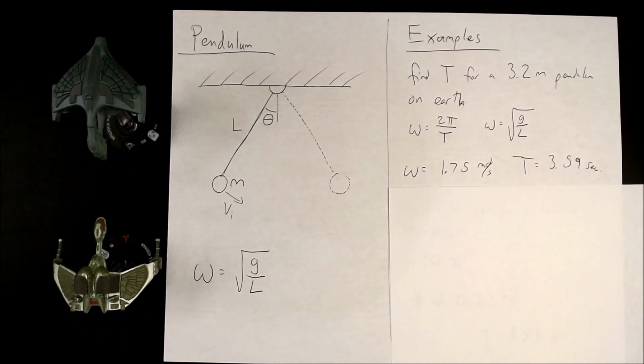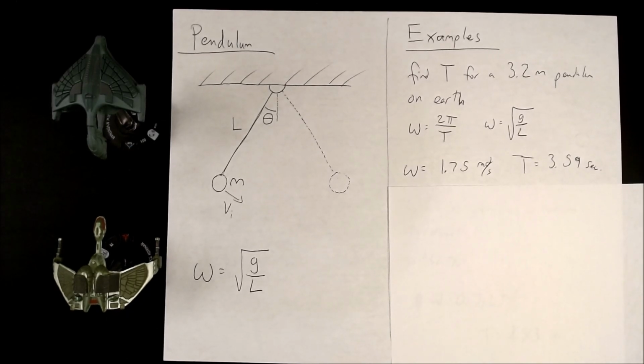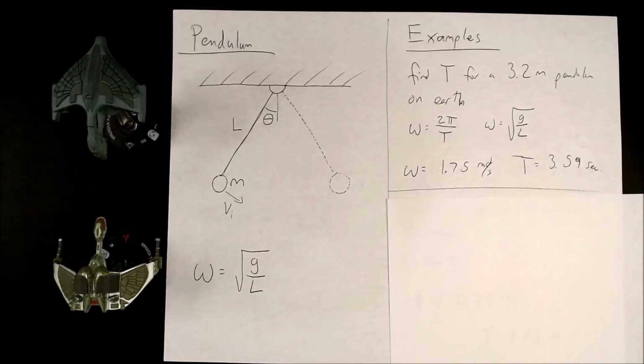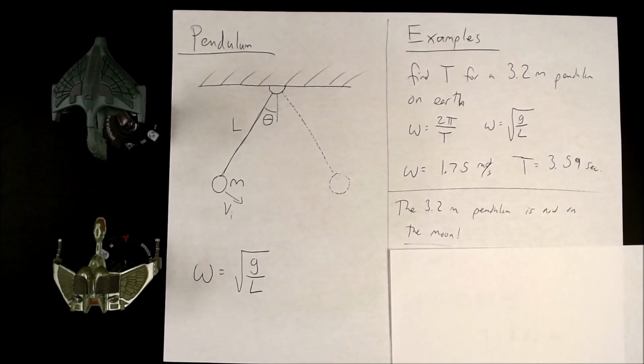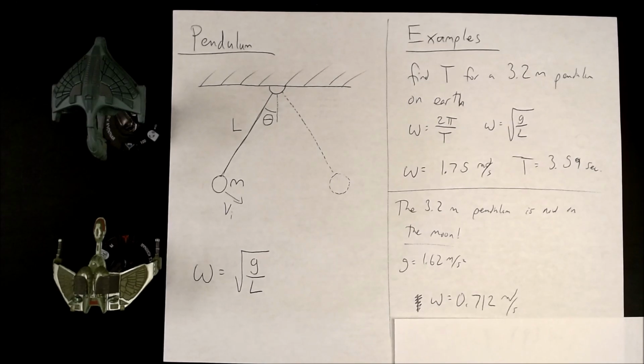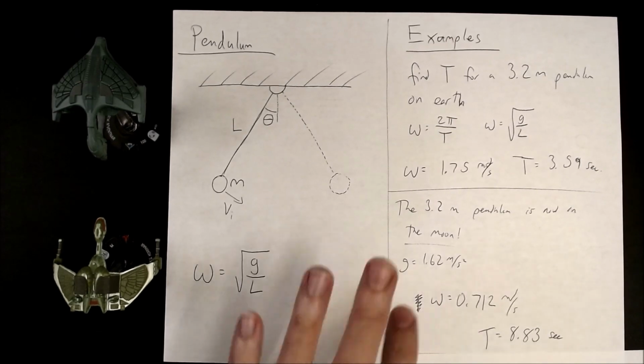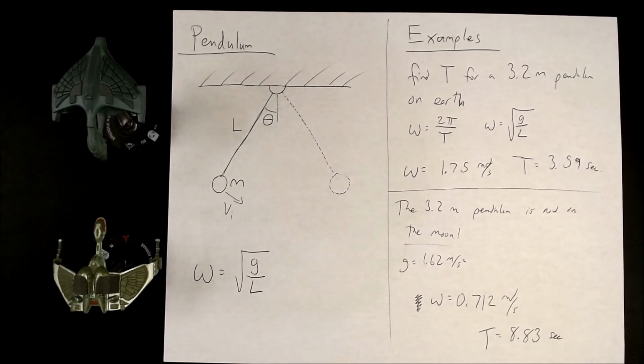Get some practice with that, just in case. Now, slightly more interesting, what if we took this pendulum, this 3.2 meter pendulum, what if we took it to the moon? Well, the 3.2 meter pendulum is now on the moon, if you can read my handwriting. The gravitational acceleration on the moon is 1.62 meters per second squared, and that gets us an omega of 0.712 radians per second and a period of 8.83 seconds. Good idea to just make sure that you can do these simple example problems on your own.